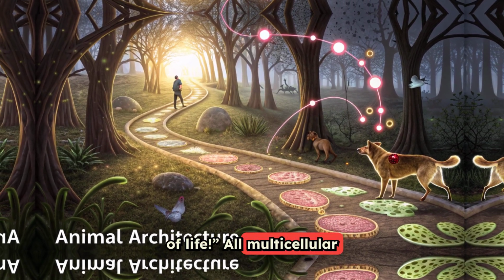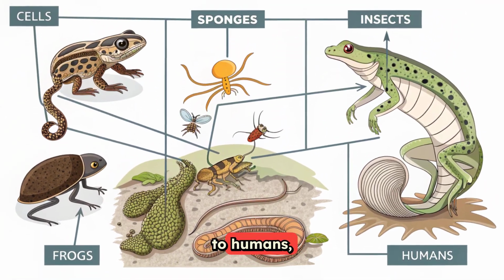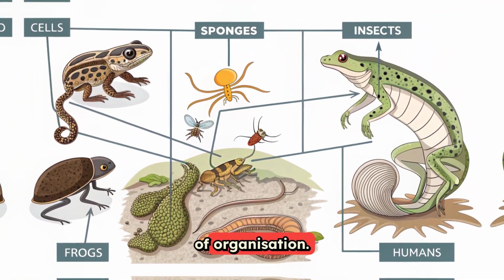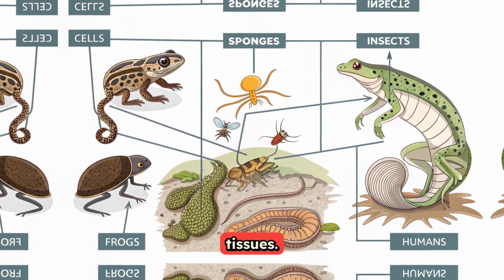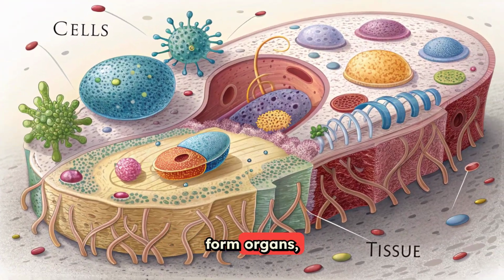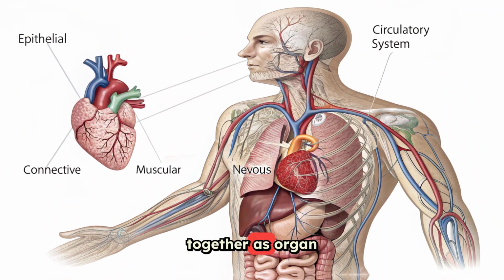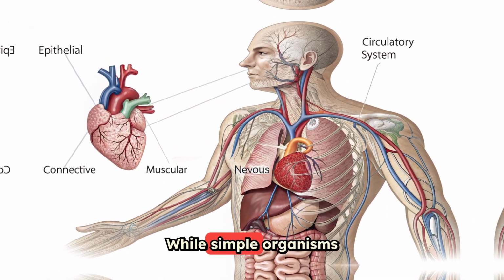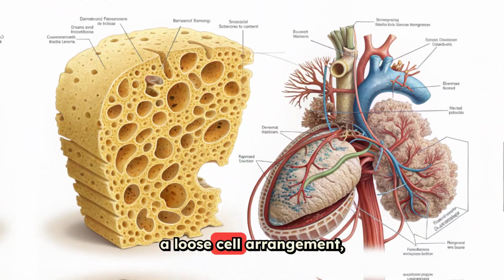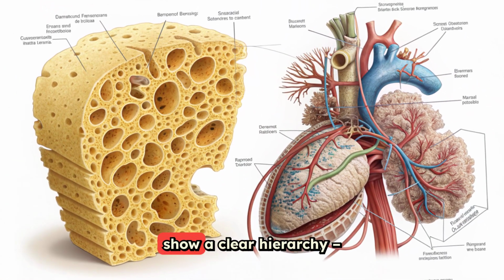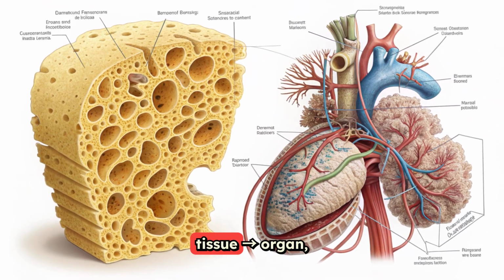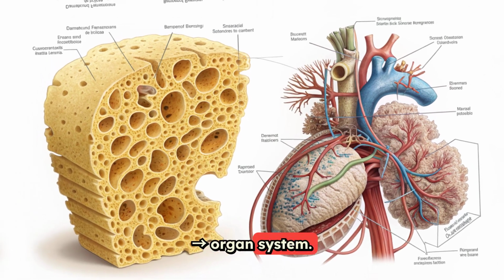All multicellular animals, from earthworms to humans, have different levels of organization. Cells group to form tissues, tissues group to form organs, and organs work together as organ systems. While simple organisms like sponges have a loose cell arrangement, complex animals show a clear hierarchy: tissue, organ, organ system.